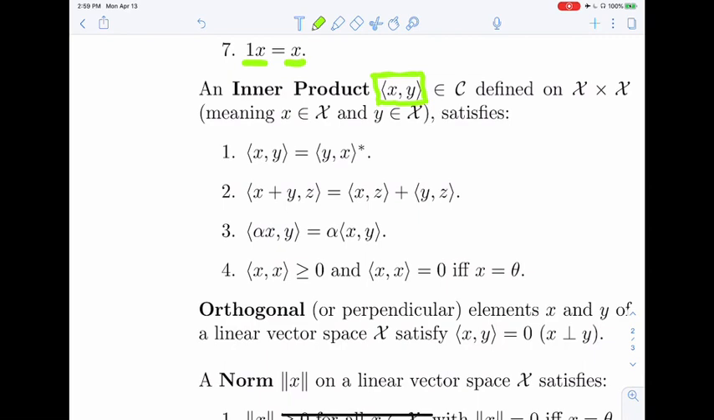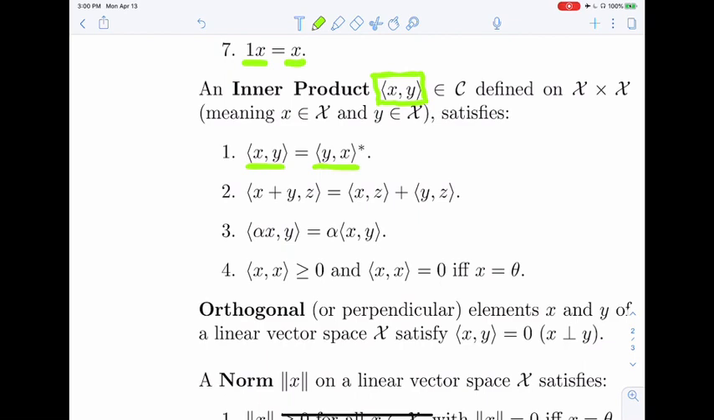To be a valid inner product, 4 properties have to hold. The first is that the inner product of x with y needs to be equal to the inner product of y with x, complex conjugated. So this is a sort of commutation property, if you will, that I interchange the order of the arguments of the inner product. I don't see anything other than a conjugate difference in doing that interchanged order. So however I define my inner product, the inner product of x with y needs to be equal to the inner product of y with x complex conjugated.